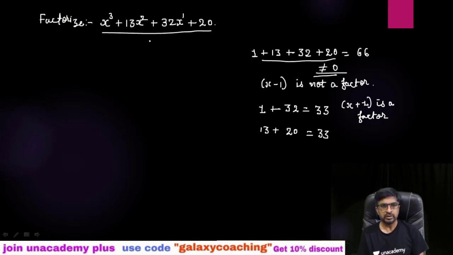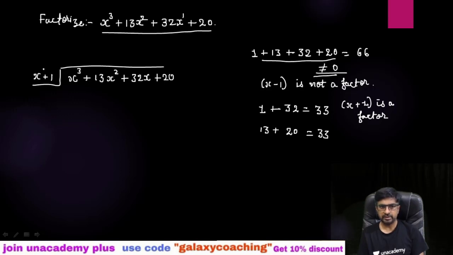Now what we need to do? Now we need to divide this by x plus 1. Division, let us divide. x plus 1 is one of the factors, so now divide x cube plus 13x square plus 32x plus 20 by x plus 1. So x into x square will give you x cube. For this, first of all, you should know division. If you don't know division, first watch my other video on dividing a polynomial by a polynomial.